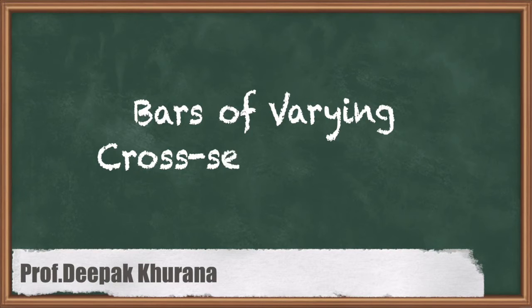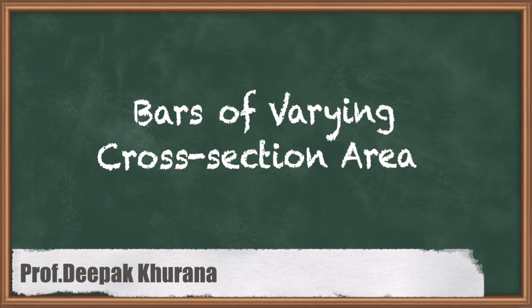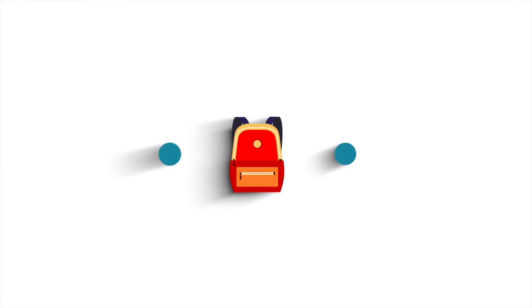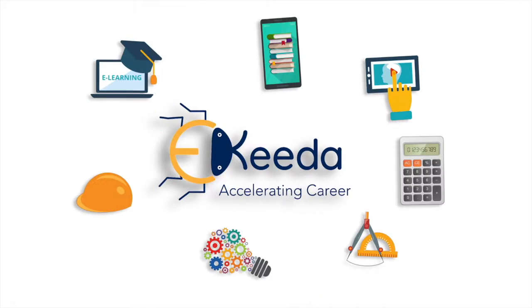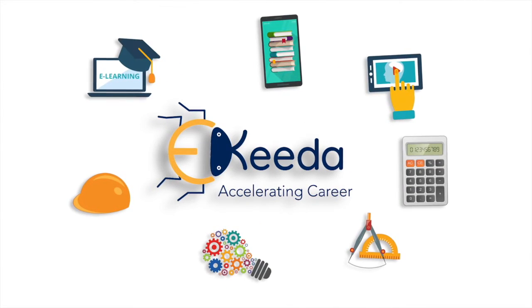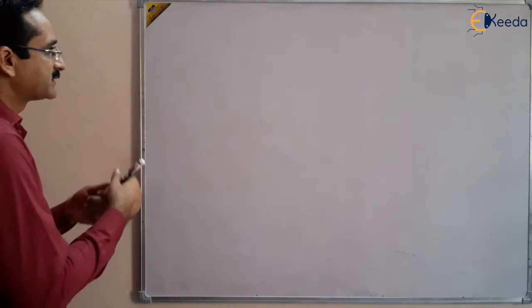Hello everyone. In today's session, we are going to study the bars of varying cross sections. We have a bar and it has two or three parts which have different cross-section areas, and our aim is to find out the total deformation in the bar. If a single force is applied on this bar on both ends, what will be the total deformation in the bar? This will be our topic for today. So let us start the topic.